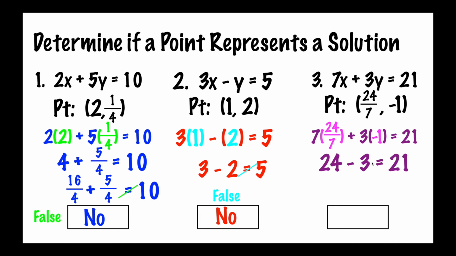3 times -1 is going to be minus 3 is equal to 21. And that is a true statement because here I would get 21 is equal to 21. Since that is true, that point is going to fall on the line. If I graphed this and plotted that point, it would fall on that line.